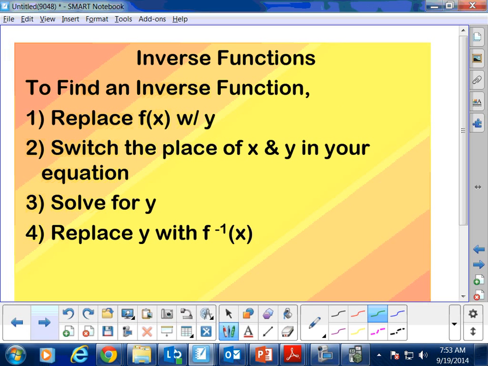Now as far as an inverse of function, there's going to be a certain step process you're going to have to take in order for us to do inverse. And write all this down. Pause the video as you write this down. But I want you to go ahead and replace the f of x with a y. Switch the place of the x and y's in your equation. You solve for y, and you replace the y with f inverse x, because that's literally what it becomes. So let's go ahead and try some examples.